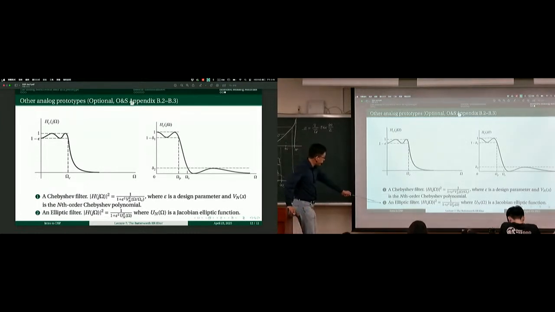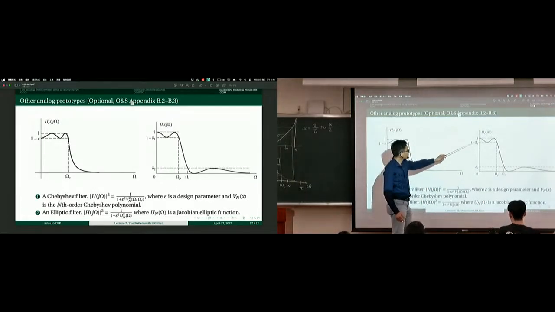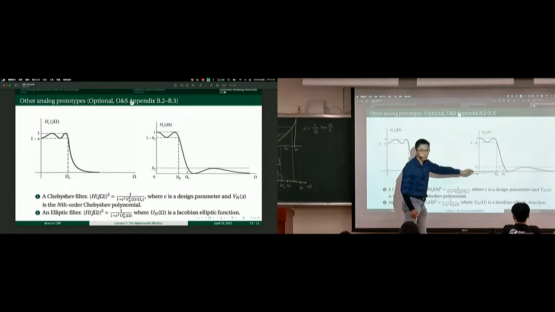And a bit further than that, there's even a thing called elliptic filter. Elliptic, the 椭圆. And now on the right, both the passband and the stopband, now both of them can have ripples. Okay?